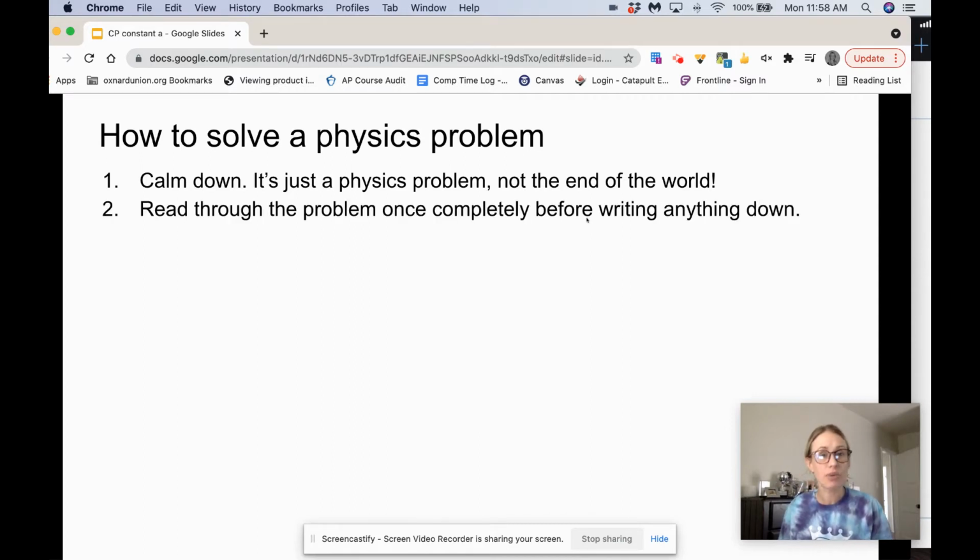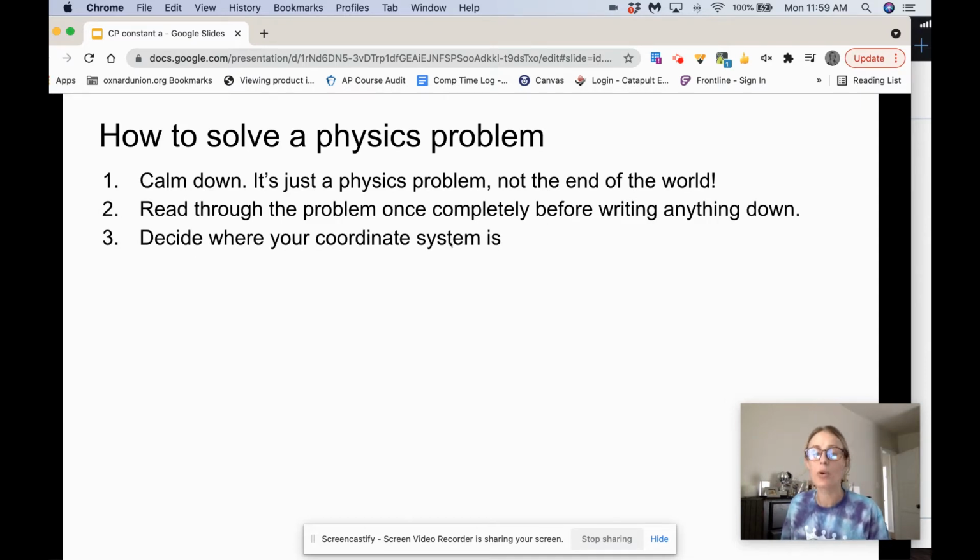Number two, you want to read through the problem once completely before writing anything down. I tend to skip this part a lot of the time just because I've been doing this for so long. But it is helpful to read through it once, get your bearings, and then start solving after that.